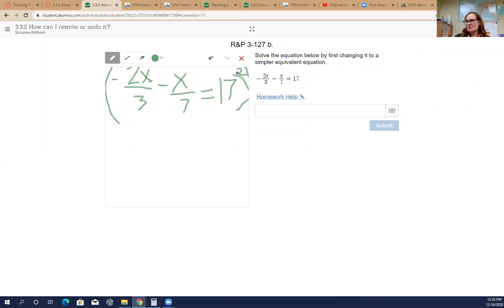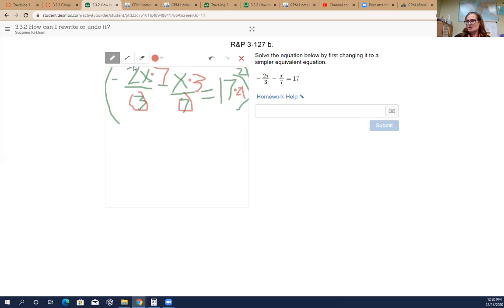All right, so yeah, we're going to multiply the whole entire thing by 21. So what we do as we go along, we look at what the denominator is. This denominator is 3, that means we need to multiply the top by 7. This denominator right here is 7, so we need to multiply the top by 3. The 17 doesn't have a denominator, so we need to multiply it by 21.